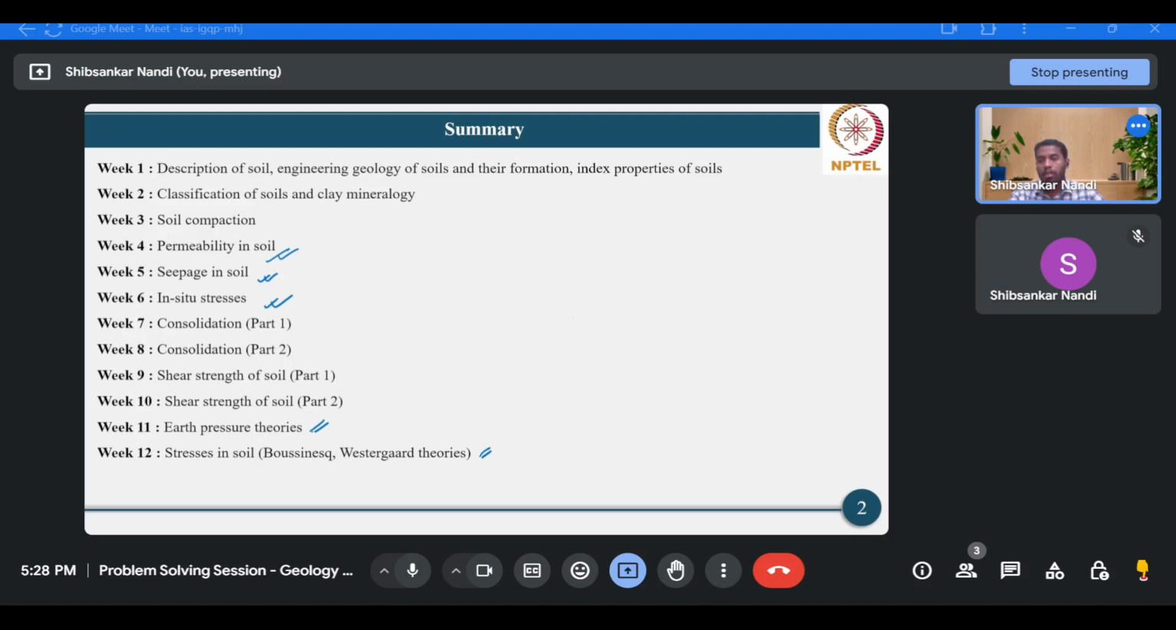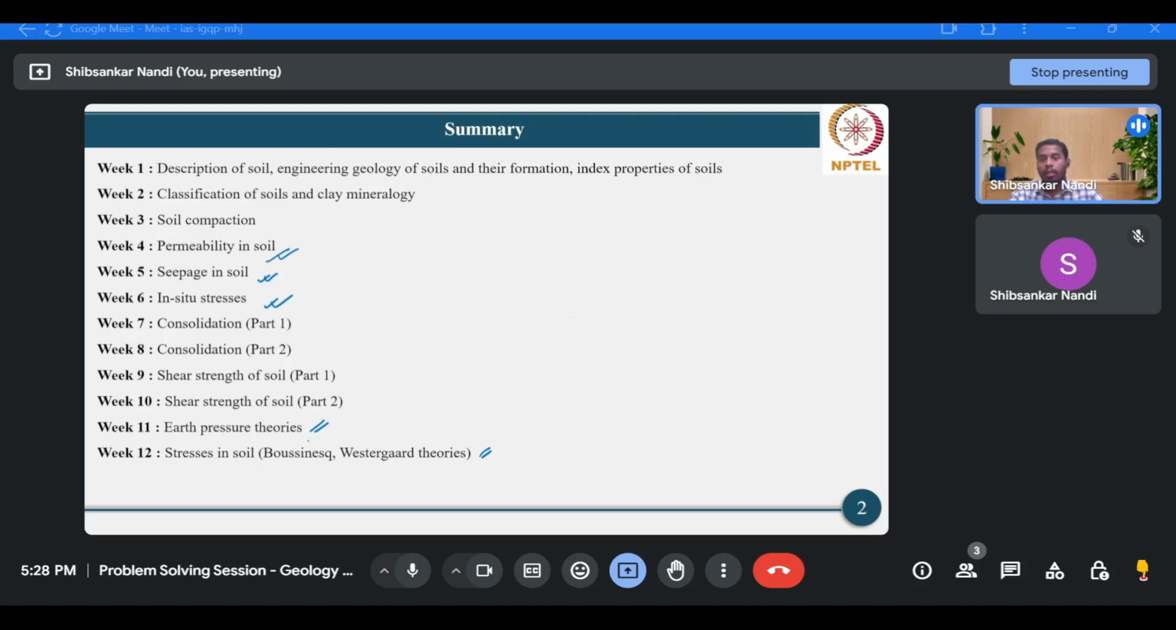The first one is Rankine's earth pressure theory, and the second one is Coulomb's earth pressure theory. There are some fundamental differences between these two theories. For example, in the Rankine earth pressure theory, wall friction was not considered. The wall was considered to be perfectly smooth, but that is not the case in reality. So Coulomb's earth pressure theory came into the picture, and in it, wall roughness was considered.